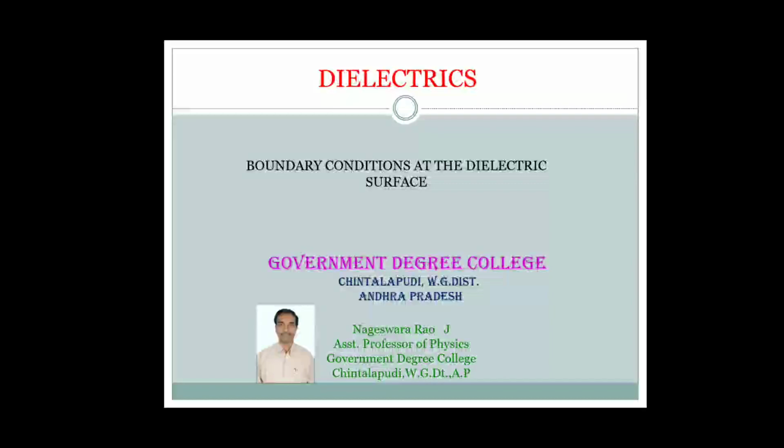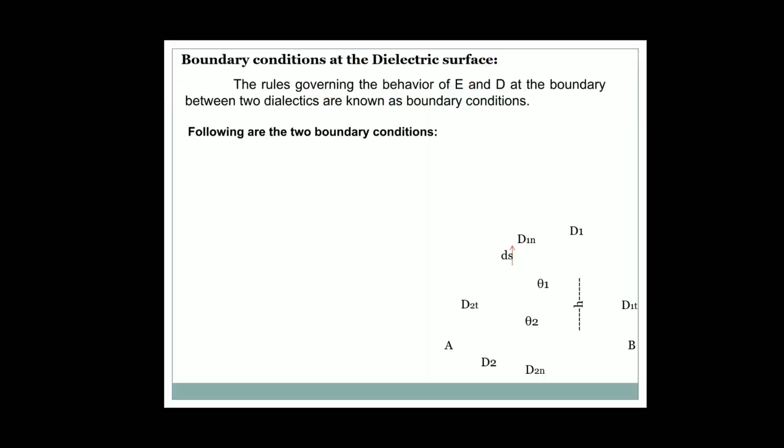In this presentation, we will discuss boundary conditions at the dielectric surface. So, what are boundary conditions? The rules governing the behavior of intensity of electric field E and electric displacement, also called the displacement vector D, at the boundary between two dielectrics are known as boundary conditions. There are two boundary conditions we have.